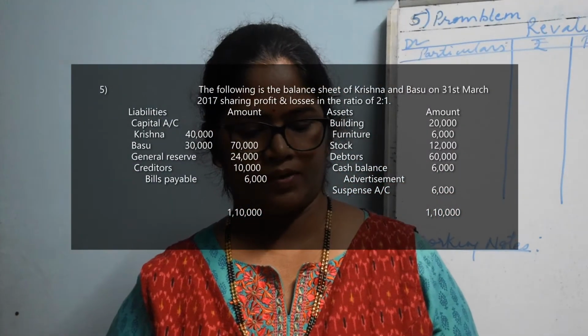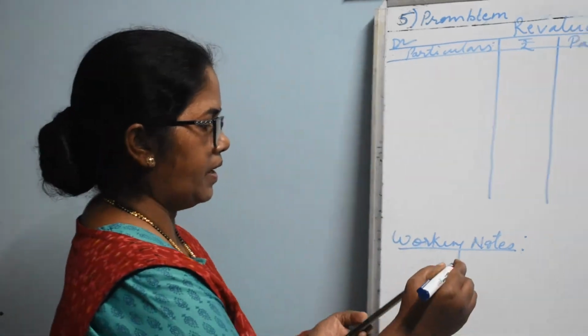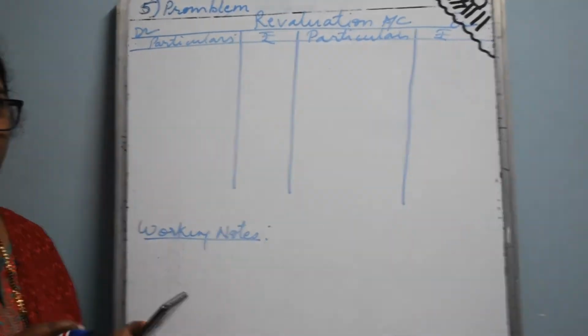Now before I start, I'll take the old partners' names. They are Krishna and Basu, and the profit sharing ratio is 2 is to 1. I will write the initials only, I will not write the full form, but for the exam, always try to write the names given in the problem. Don't write in short form, they will cut your marks.